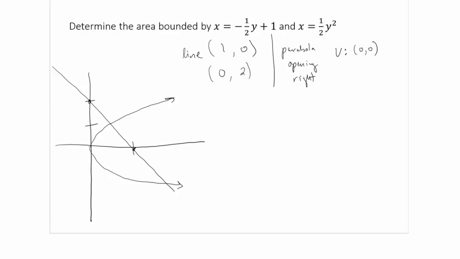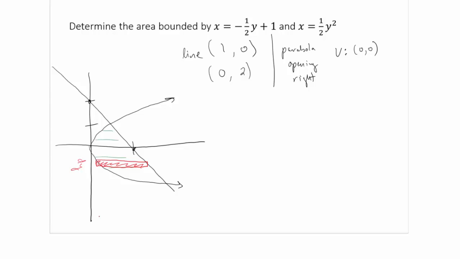It appears to intersect. So, there's the region, right? I've got this region. But if I think about it, I don't really want to draw my rectangles up and down. I want to draw my rectangles left and right. Here's a representative rectangle right there. And so I don't want to think dx, I want to think dy.